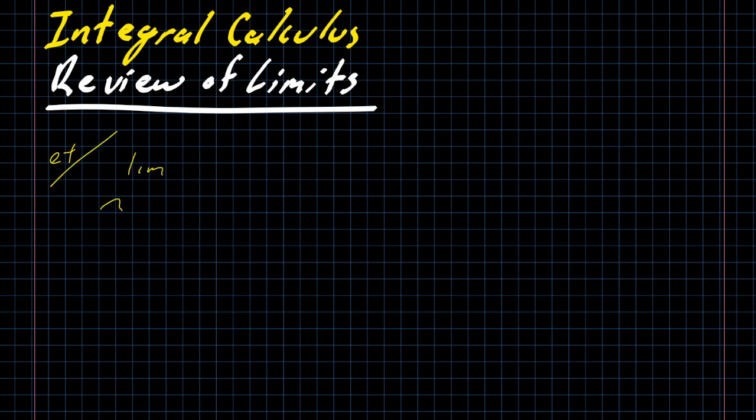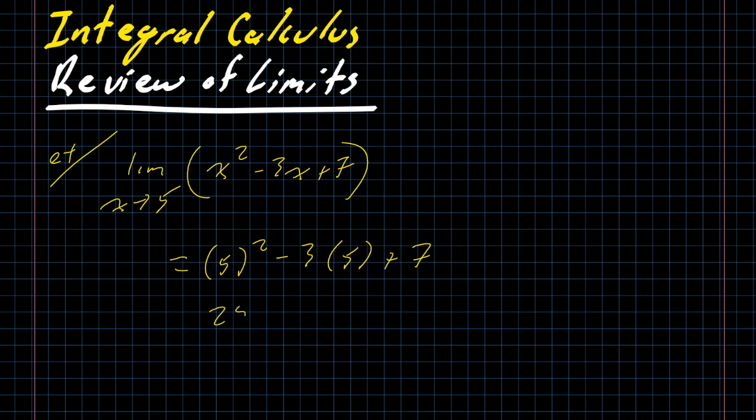Let's say the limit as x approaches 5 of x squared minus 3x plus 7. Whenever you are taking a limit of a continuous function, you can always try the approach of direct evaluation. In this case, we just plug in 5 for x. So we have 5 squared minus 3 times 5 plus 7. That's 25 minus 15 plus 7, which comes out at 17.